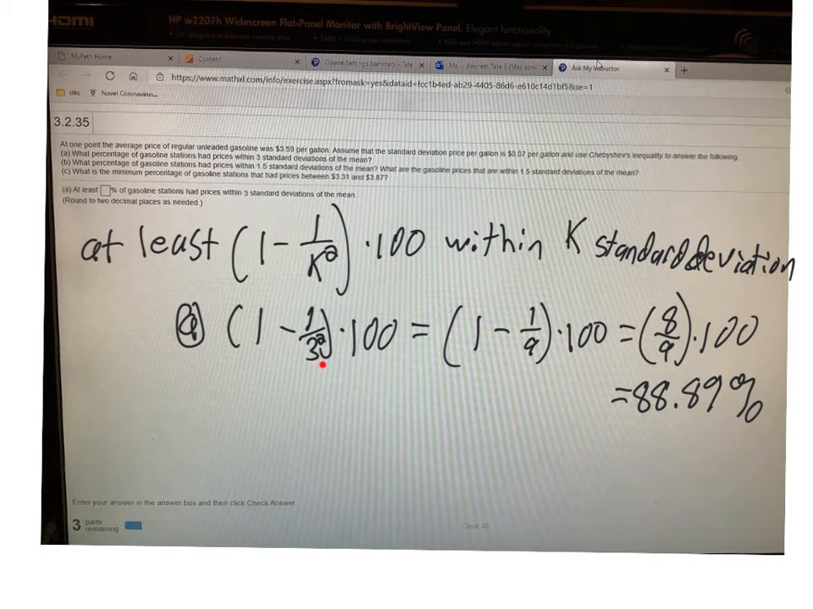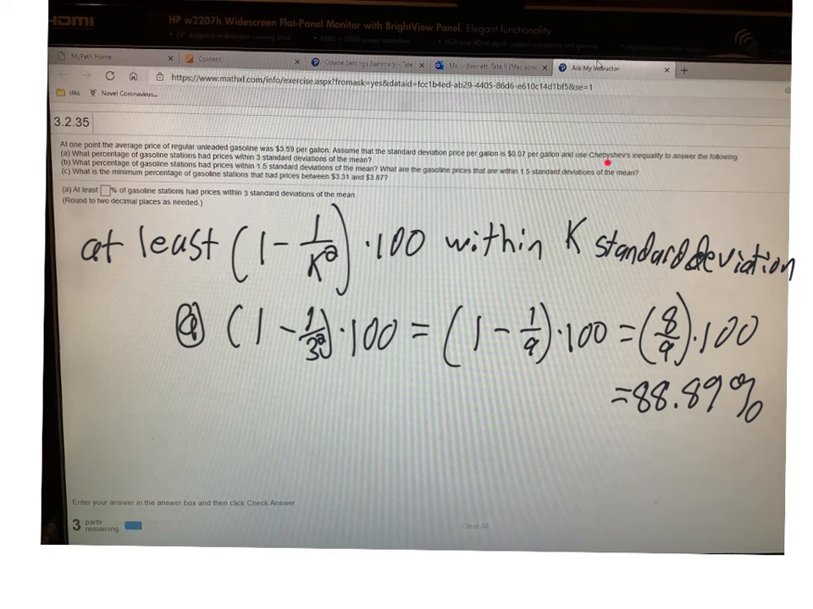So it's 1 minus 1 over 3 squared times 100. 3 squared is 9, so it's 1 minus a ninth times 100. 1 minus a ninth, that's 8 ninths times 100. If you put that in the calculator, it's 88.89. They want you to round it to this place here, and they want it in percent. Then 100 multiplied by 100 will do that for you.